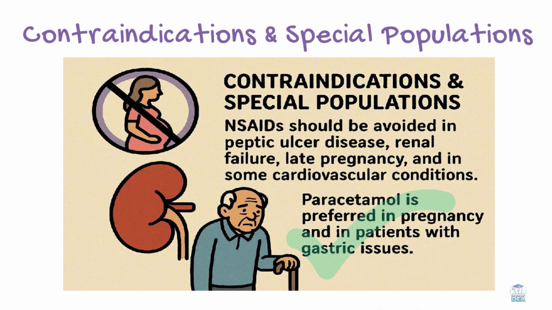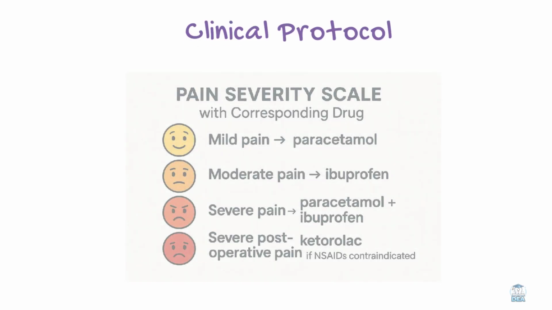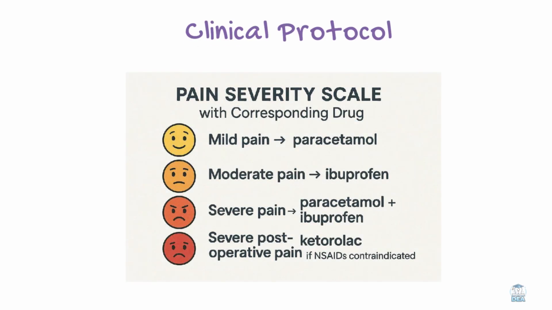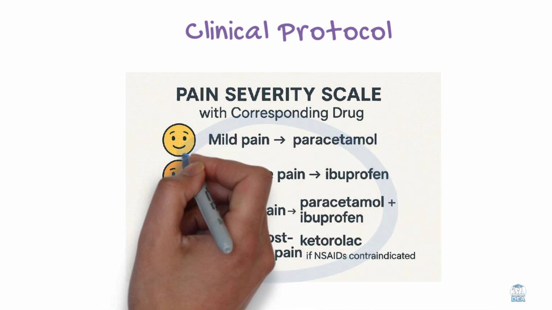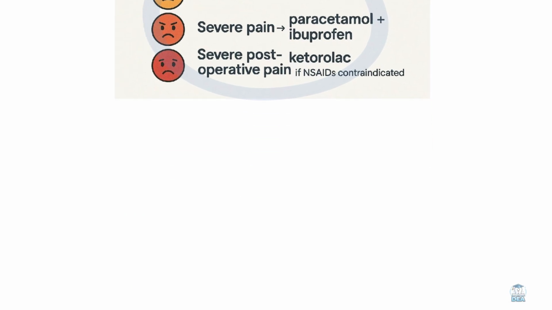Paracetamol is generally preferred during pregnancy and in patients with gastric problems. For clinical practice, analgesics can be selected according to pain severity. Mild pain can be treated with paracetamol. Moderate pain is commonly managed with ibuprofen. Severe pain may require a combination of paracetamol and ibuprofen. For severe post-operative pain, Ketorolac or Tramadol may be considered when NSAIDs are contraindicated.